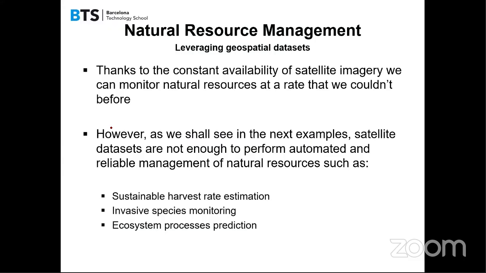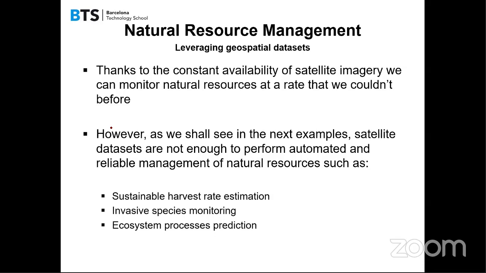So basically, thanks to this constant availability of satellite imagery, we can monitor these natural resources at a rate that we couldn't before. That means that in certain parts of the world you're getting an image every 3 days, in other parts, depending on the satellite, every 6 days or every 12 days. But it gives you a rate of imaging that you couldn't think about before.